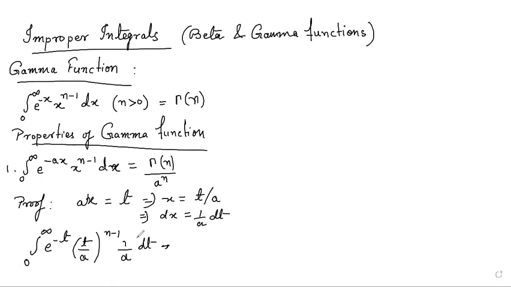Yes, ma'am. Okay, so next we can simplify this as integral 0 to infinity e to the power of minus t, then t to the power of n minus 1. And a is a constant quantity, so 1 by a to the power of n minus 1 and 1 by a gives us 1 divided by a to the power of n. And dt will remain as it is.